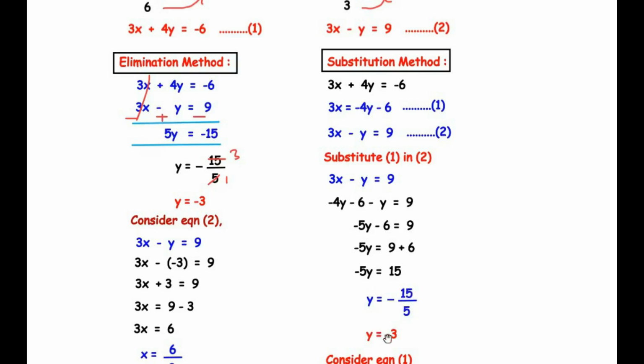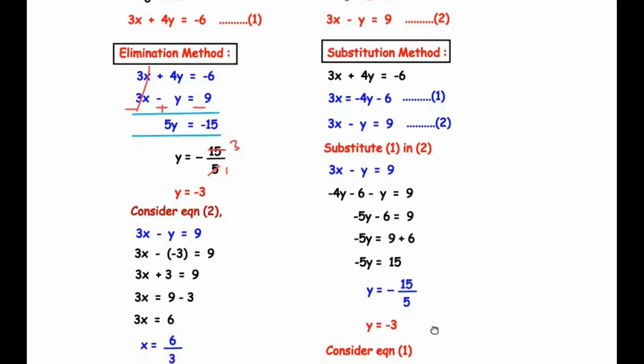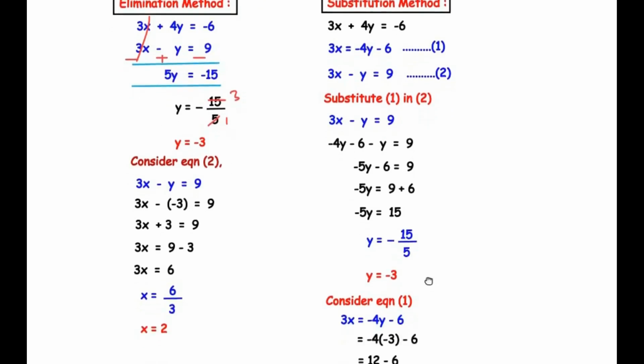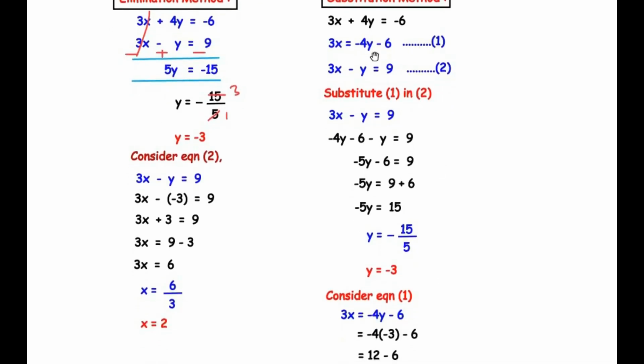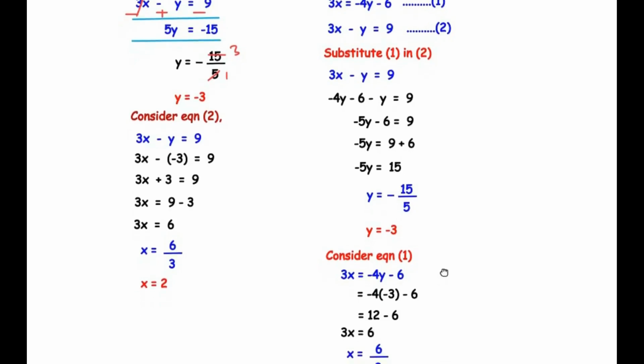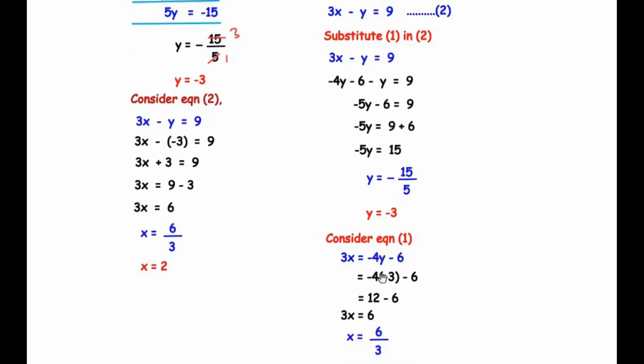Now once we have got the value of y, let us find out the value of x, and for that we are going to make use of equation 1, that is 3x equal to minus 4y minus 6. Now substituting the value of y, we get 3x is equal to minus 4 times minus 3 minus 6.